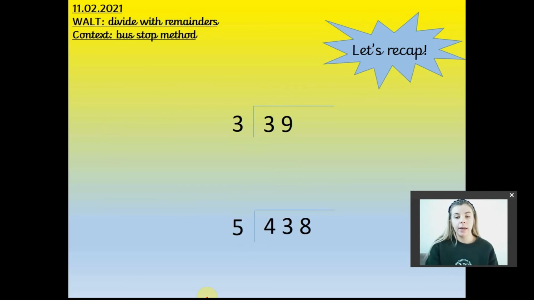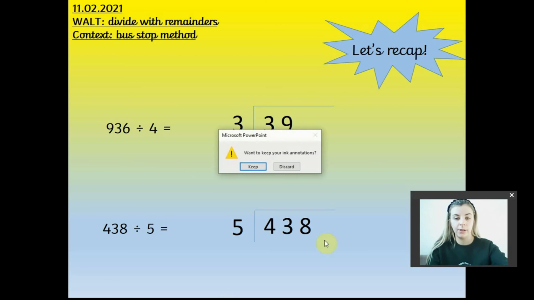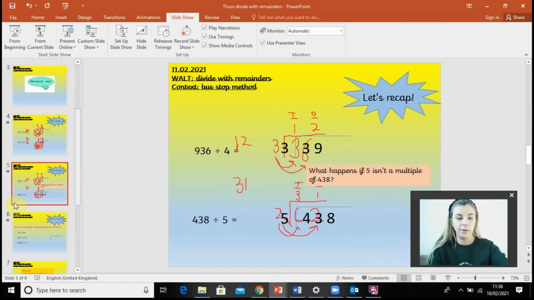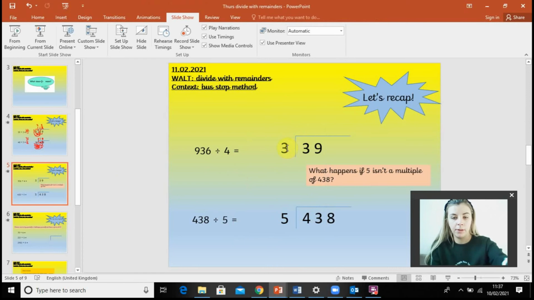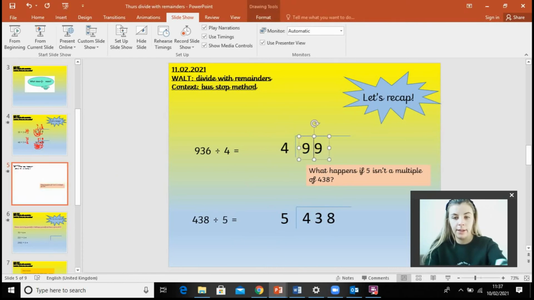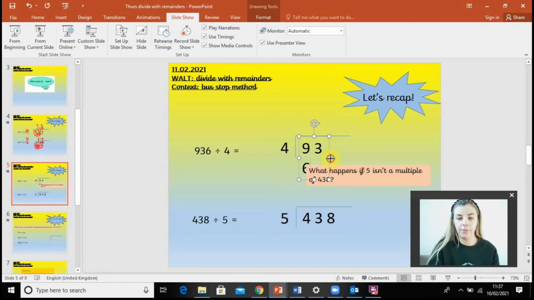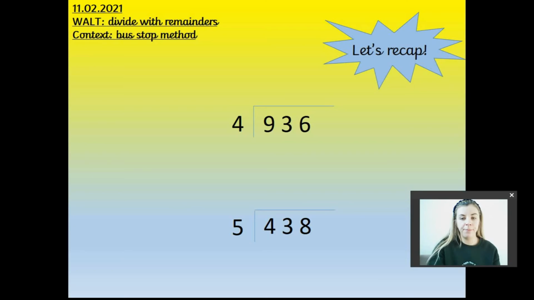Whoops daisy. We've got 936 divided by 4, but for some reason we've got 39 divided by 3 still. So what I'm going to do is get rid of these, and I'll put my 4 here, 936. Sorry about that. Let's try again.